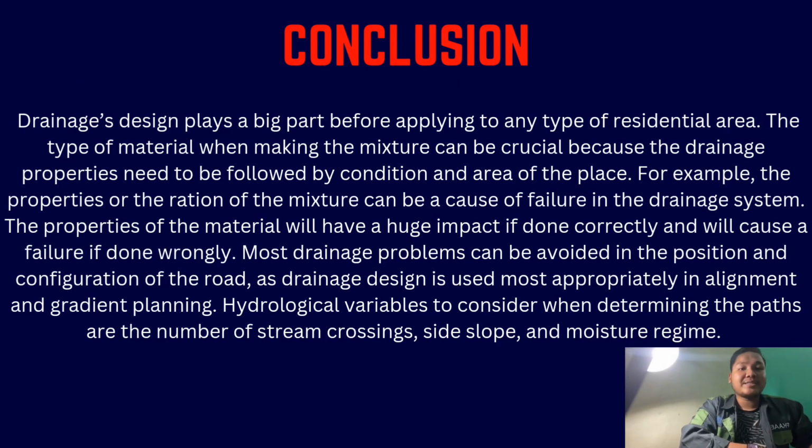For the conclusion, drainage design plays a big part before applying to any type of residential area. The type of material when making the mixture can be crucial because the drainage properties need to follow the condition and area of the place. For example, the properties or the ratio of the mixture can be a cause of failure in the drainage system. The properties of the material will have a huge impact if done correctly and will cause a failure if done wrongly. Most drainage problems can be avoided in the position and configuration of the road, as drainage design is used most appropriately in alignment and gradient planning. Hydrological variables to consider when determining the path are the number of stream crossings, side slope, and moisture regime.